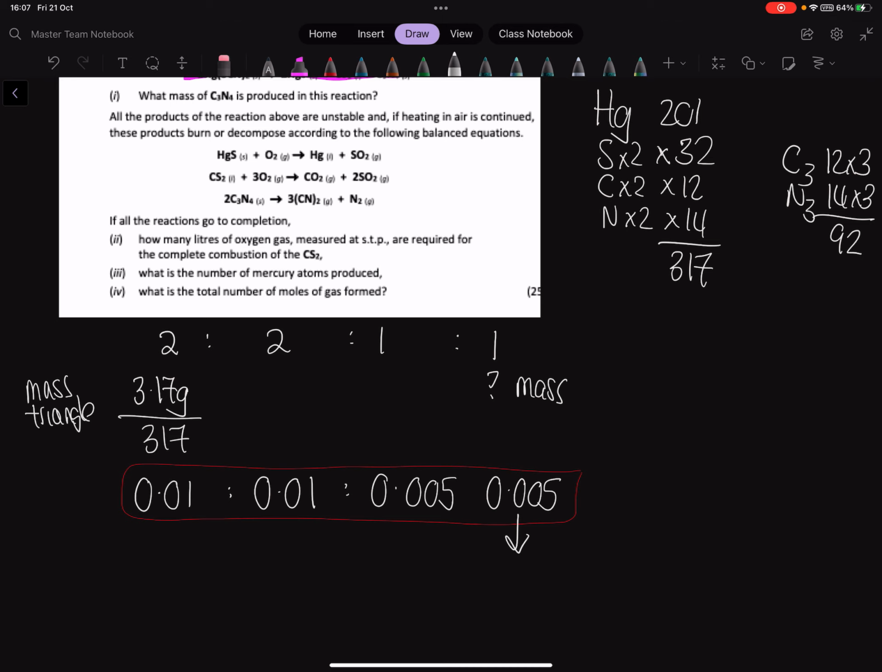So this is now going to be our mass triangle. It's going to be moles multiplied by molar mass, which is 92. And when I do that, I get 0.460 grams.